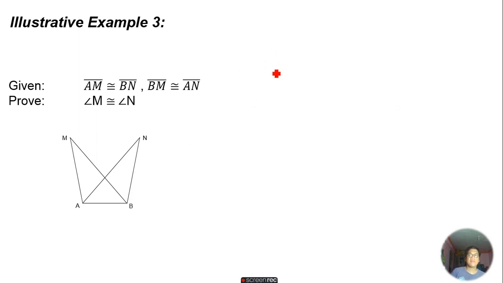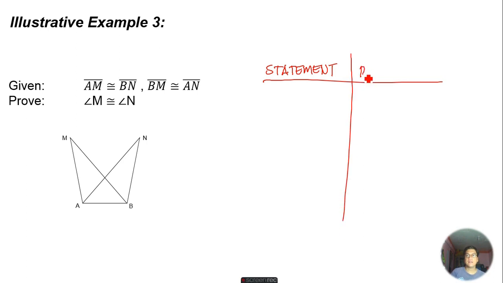Let's first construct the table. Statement and then reason. Again, the first step is to write the given. So, AM is congruent to BN. Our reason is given. Next, number 2. BM is congruent to AN. Our reason is also given.